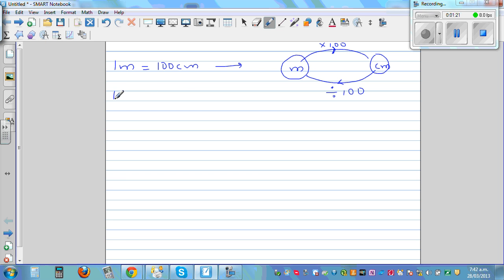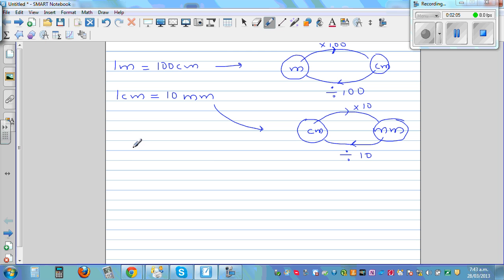Okay. Now 1 meter is also how many millimeters? Before that, let me write centimeter first. 1 centimeter is 10 millimeter. Now from this, you can make up this. So from centimeter, if you want to change into millimeters, the same logic. The number is 10 times bigger than this. So you times this by 10. And if you want to change from millimeters to centimeter, you divide by 10.